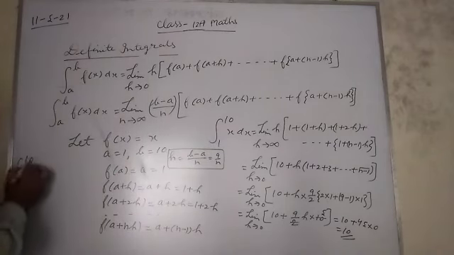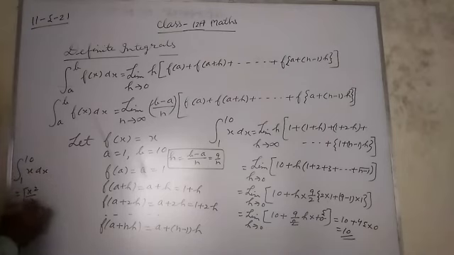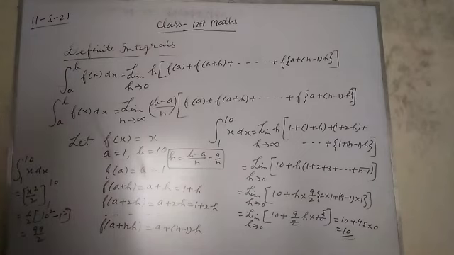So integral 1 to 10 of x dx. So x square by 2, 1 to 10. So 1 by 2 take out. This is 10 square minus 1 square. So 10 square, 100 minus 1. So this is 99 by 2. So some mistakes. Okay, check again.